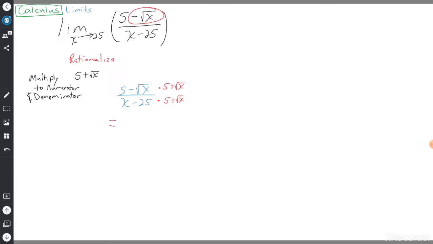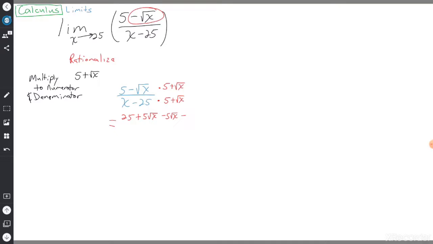All right. So we use the FOIL method: first, outer, inner, last. When we multiply the first terms of the top part, we get 25. The outer terms give us plus 5 square root of x. The inner terms give us negative 5 square root of x. And then the last terms, when we multiply those together, we're going to get a negative x.